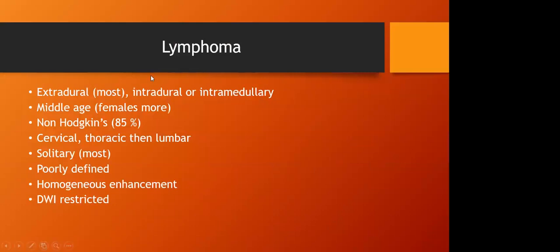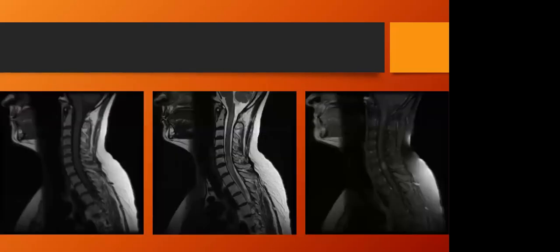Lymphoma, intramedullary lymphoma. Lymphoma could be extradural, and this is the case in most of the lymphomas, and could be intradural or intramedullary. Presentation is usually middle-aged female. 85% of the cases are non-Hodgkin's. Site is cervical, most commonly, followed by thoracic and lumbar. Most of the cases are solitary. The mass is poorly defined with homogeneous enhancement, and with diffusion, it's restricted.